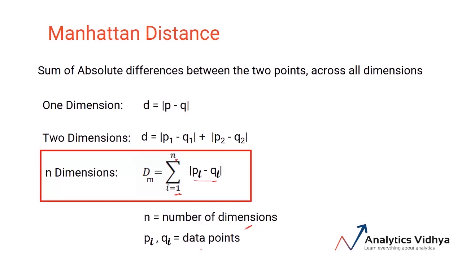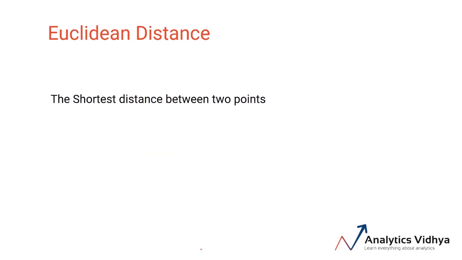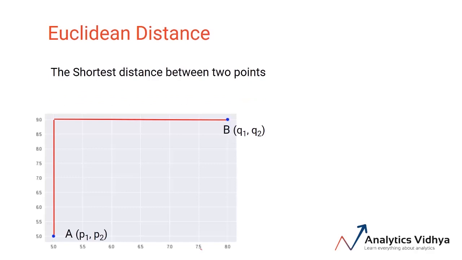But the Manhattan distance is not the shortest distance between 2 points. So we have another technique called the Euclidean distance, which calculates the shortest distance between the 2 points. Now recall this example from Manhattan. We calculated the distance in this way and found it to be 7. Now what do you think will be the shortest distance in this case? It will be something like this line, right? So this will be the shortest distance.